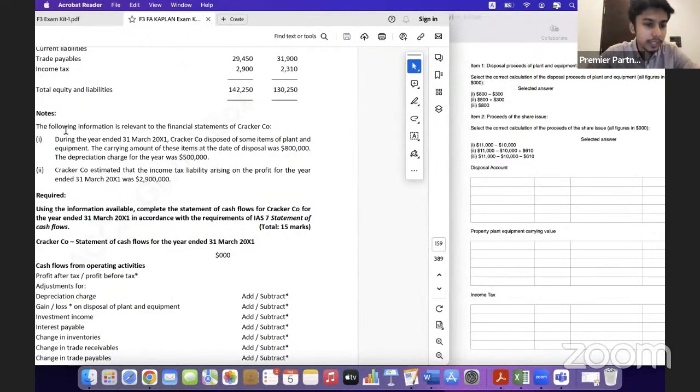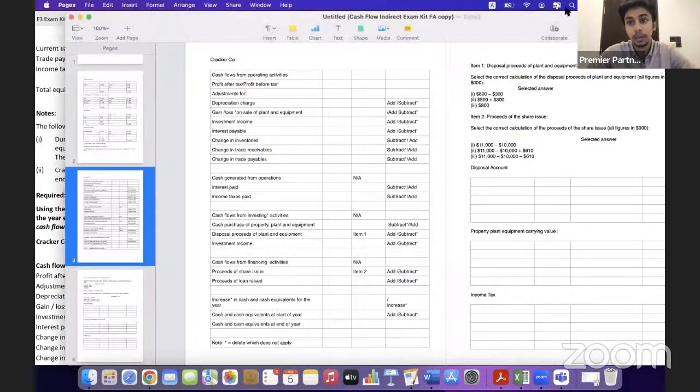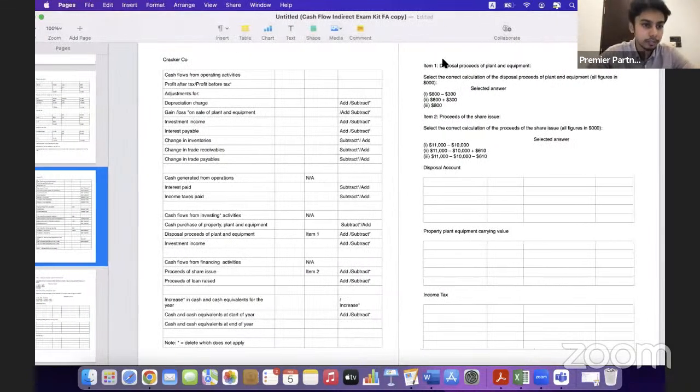Right. Now, guys, it says over here, during the year, Cracker disposed some items. The carrying amount is 800,000. Last time, they didn't tell us the carrying value. We had to find it out. But this time they are telling carrying amount of the disposal is 800,000. Okay. Now, guys, what's the double entry for that one? Remember, when you sell an asset, you should remove that. So when you remove, what will happen? PPE account will become credit, disposal 800,000, and disposal account will become debit 800,000.